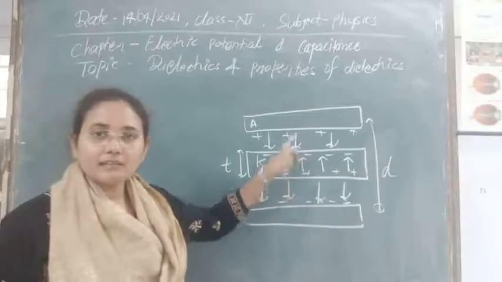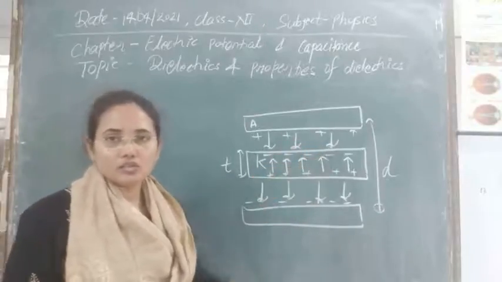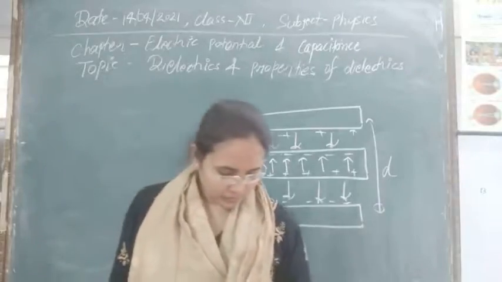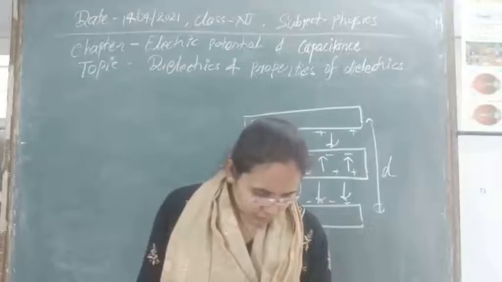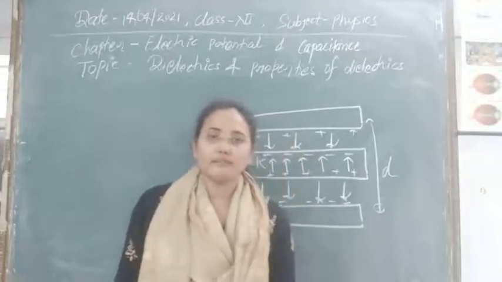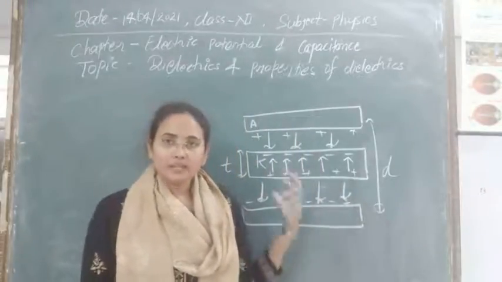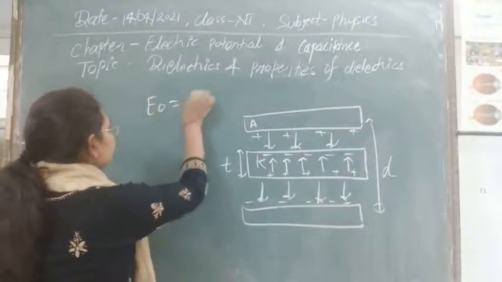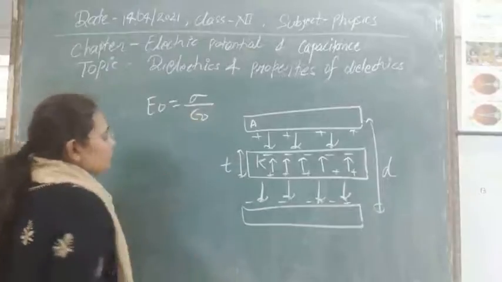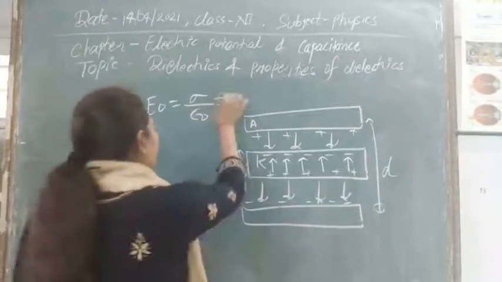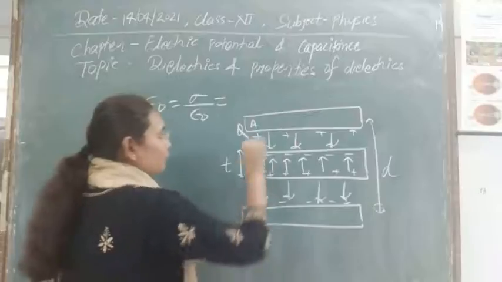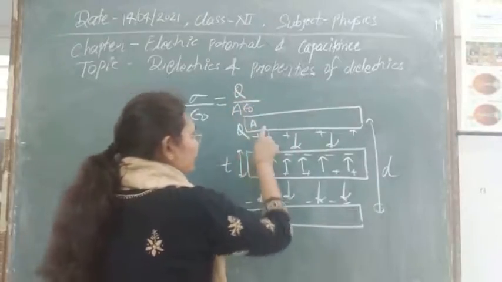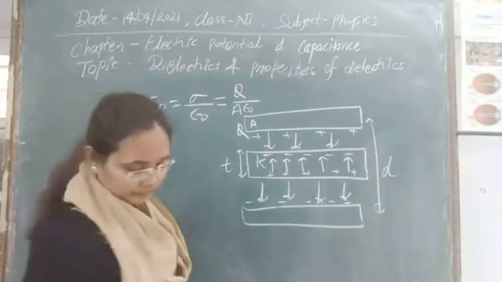It means that this electric field will try to reduce the outside electric field by some amount, and overall the electric field will be reduced here. So suppose E0 is the outer or external electric field intensity. The external electric field is given by E0 equals sigma upon epsilon 0. We have just calculated it before, and if charge Q is distributed uniformly over this, then it can be written as Q upon A epsilon 0, where A is the area of the plate.